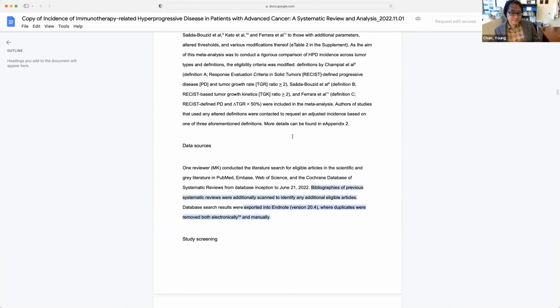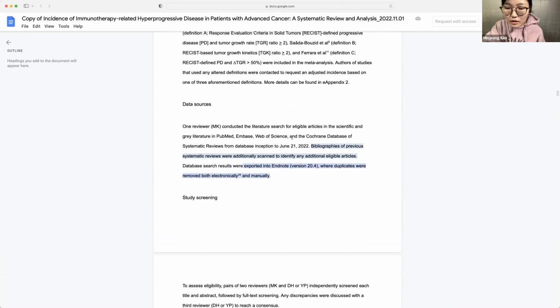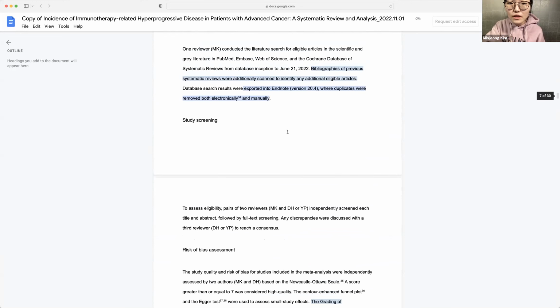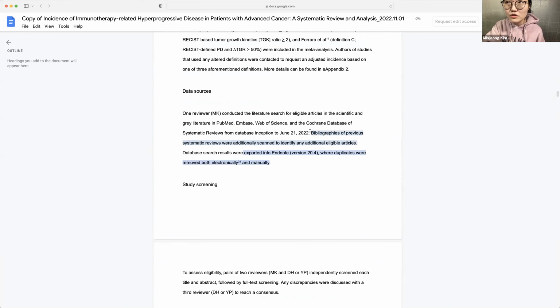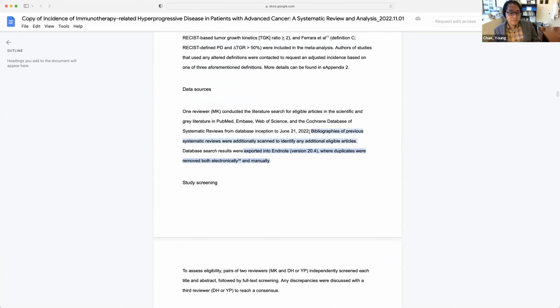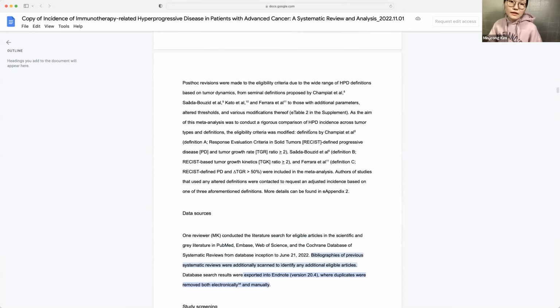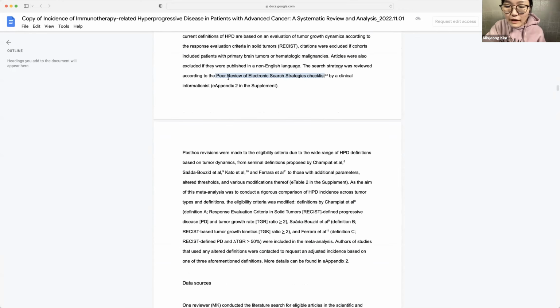And towards the bottom of that paragraph, I mentioned how the peer review of electronic search strategies checklist in particular was used to have the search strategy peer reviewed by the librarian, because it's a very specific checklist that is used and is considered valid. So I added that in as well.